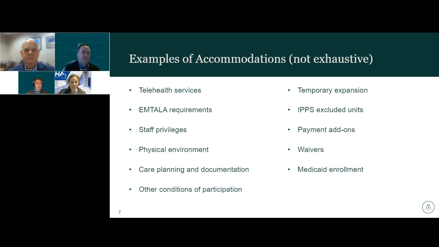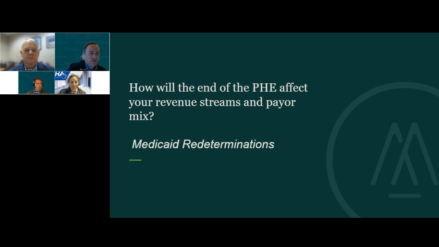Here's a few examples of several different changes that we saw over the last couple of years, but we're really going to be focusing on that last one, and that's the Medicaid enrollment issue. So the question is being asked repeatedly of providers, how will the end of these policies impact revenue streams and payer mix? The end of Medicare sequestration or COVID add-on was easily determined by providers, but this particular issue seems a little bit more difficult to really grasp. What does it mean? How is it ultimately going to impact the different providers? So let's go through that a little bit here.